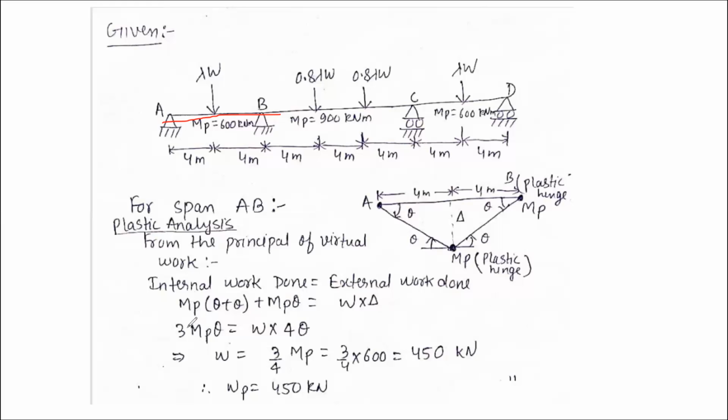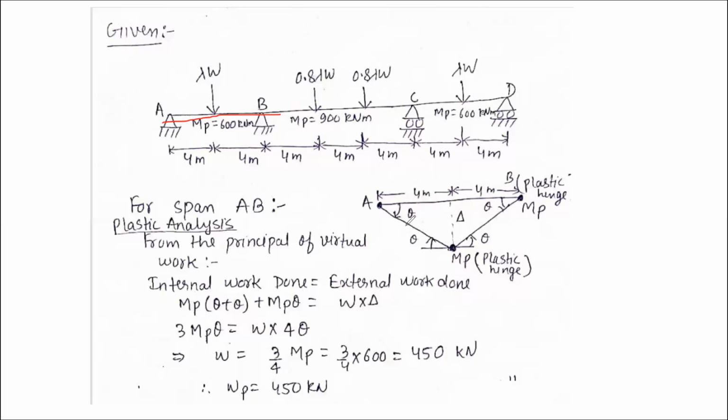Then 3 MP delta is equal to work multiplied to theta multiplied by 4 theta. So ang W natin is equal to 3/4 MP is equal to 3/4 of 600 is equal to 450 kN.